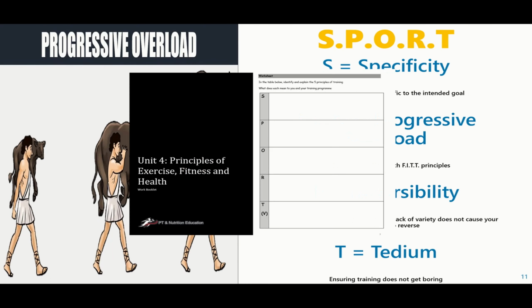And lastly, just to finish off the unit, there is a section in your work booklet relating to the principles of training. So flick to the back of your booklet, complete each letter of each acronym, telling us what they mean, and then we should be well prepared to complete our Unit 4 examination in Principles of Exercise, Fitness and Health. Good luck!